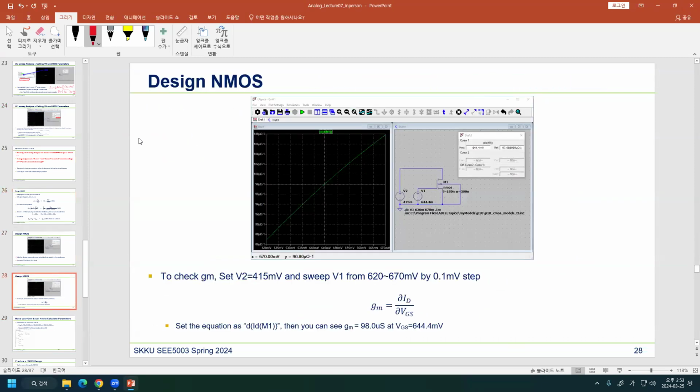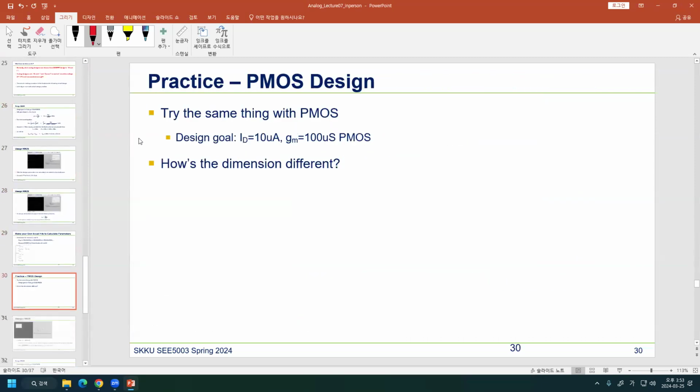And once you're done, we can also do PMOS design with this. There is some tricky part with PMOS, but you can ask me once you're there.